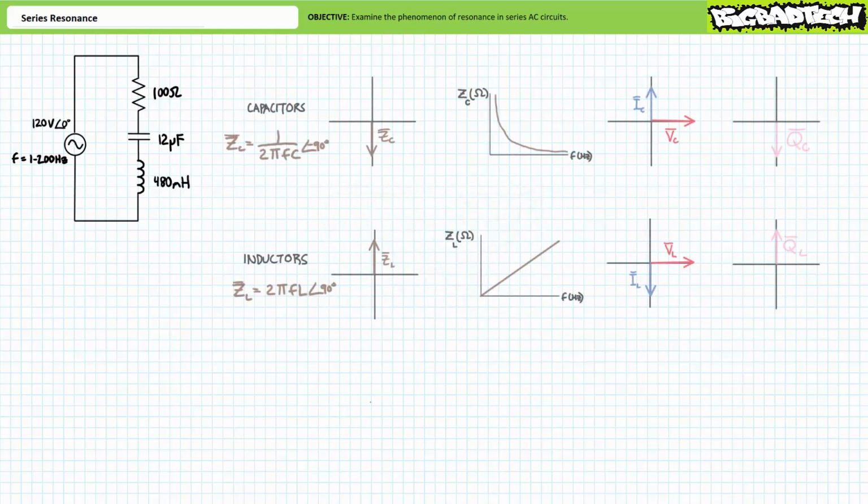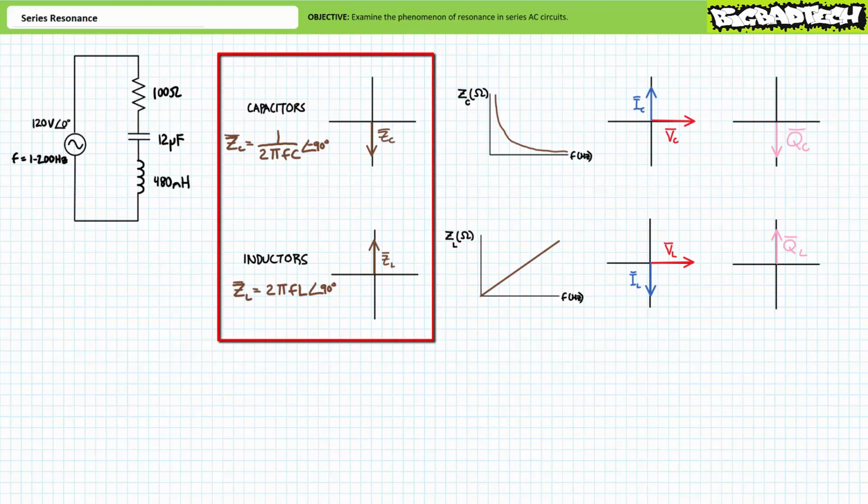As you are no doubt aware, capacitors and inductors are essentially mirror images of one another in terms of electrical properties. The complex impedance of a capacitor is 1 over 2 pi FC at an angle of negative 90 degrees, whereas the complex impedance of an inductor is 2 pi FL at an angle of positive 90 degrees.